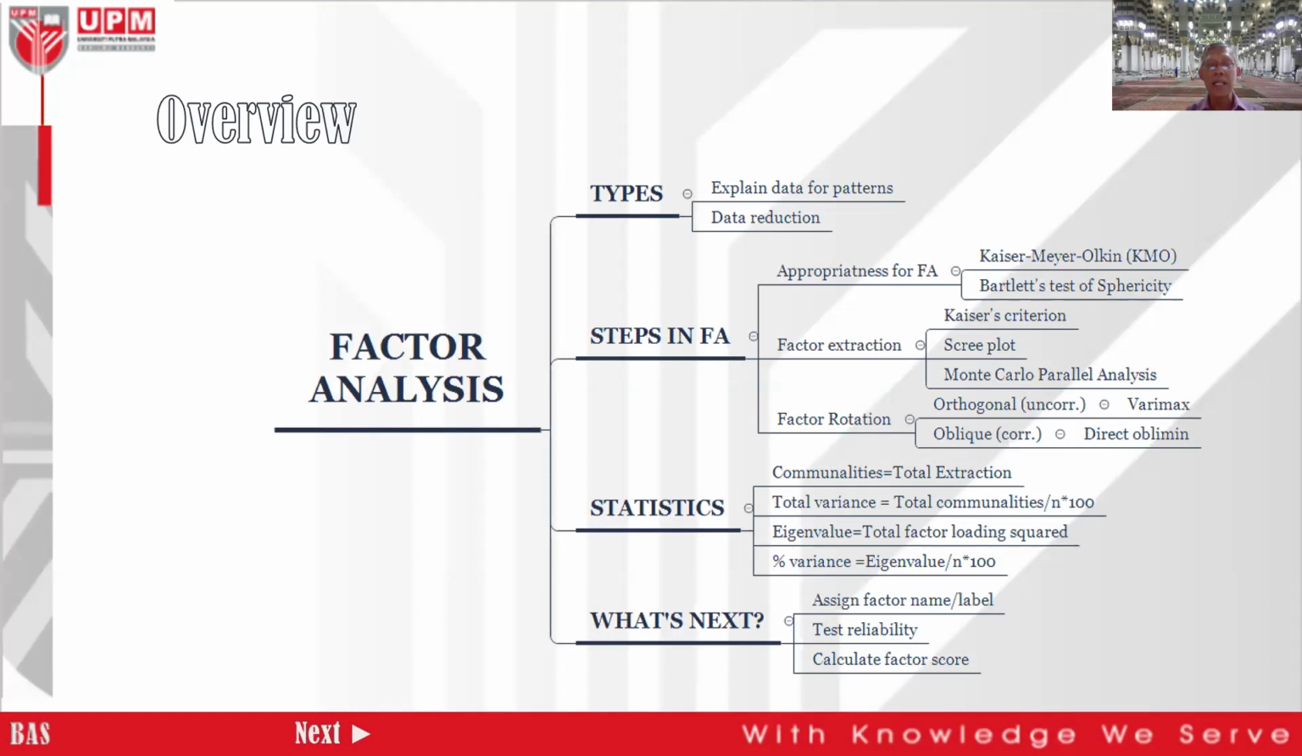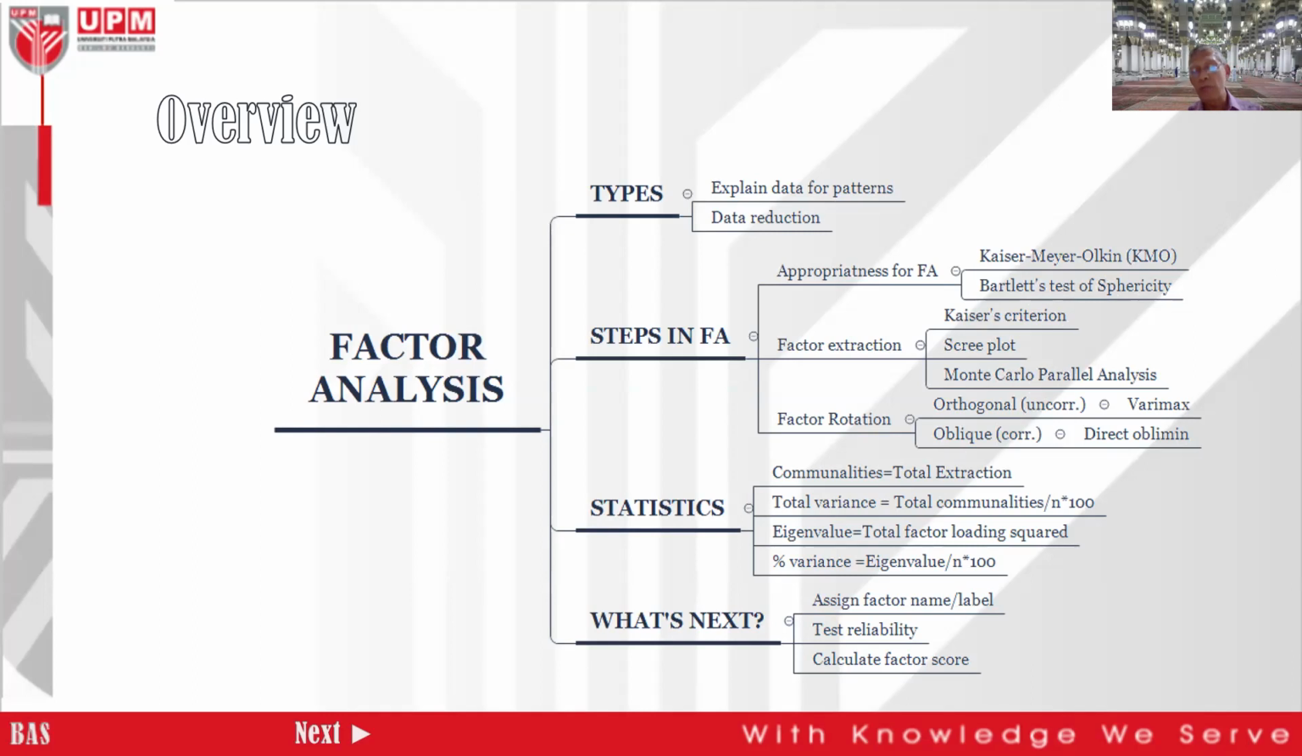And finally, the last step will be factor rotation. In most cases, even though we can get the result without factor rotation, it is highly recommended that we go through factor rotation so that we can get a more meaningful and easier to read result from your factor analysis. We have 2 different types of factor rotation that we can choose. One is called orthogonal and the other is called oblique. Orthogonal is uncorrelated, and oblique is the correlated method.